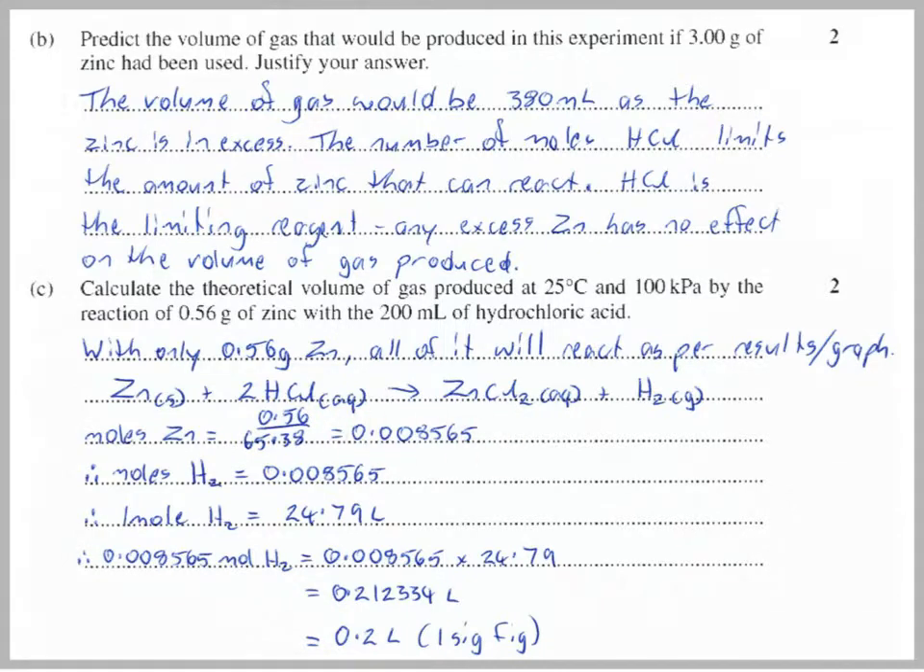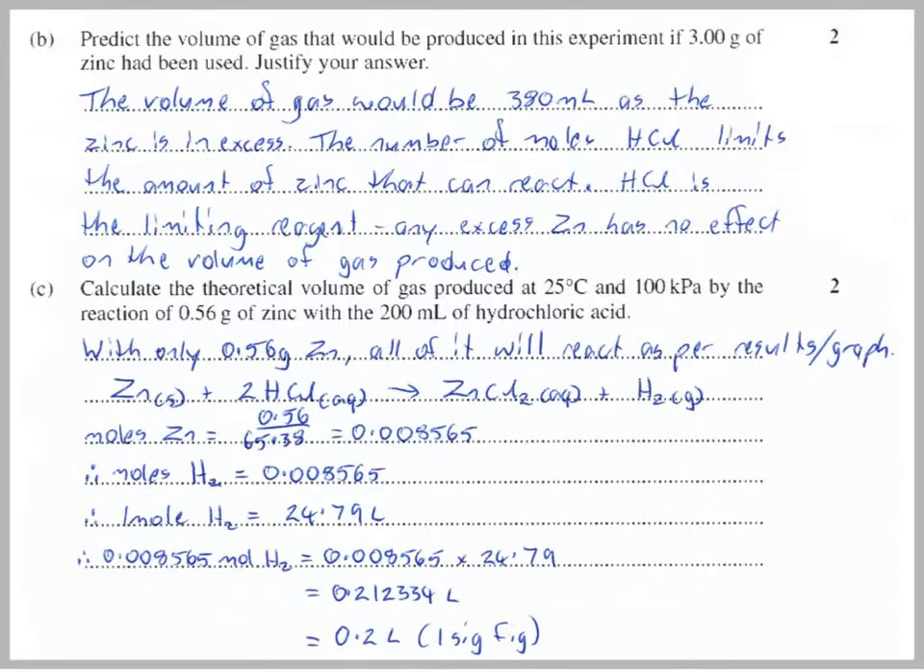Alright, the ratio is zinc 1 to 2 here, beg your pardon, 1 to 1. We're looking at the moles of hydrogen gas. So 1 mole of zinc, 1 mole of hydrogen gas. So the moles of hydrogen equals the moles of zinc, equals 0.008565. We know that 1 mole of H2 at 25 degrees and 100 kilopascals is 24.79 litres. Therefore, 0.008565 moles of H2 is that times 24.79, which equals 0.212334 litres.